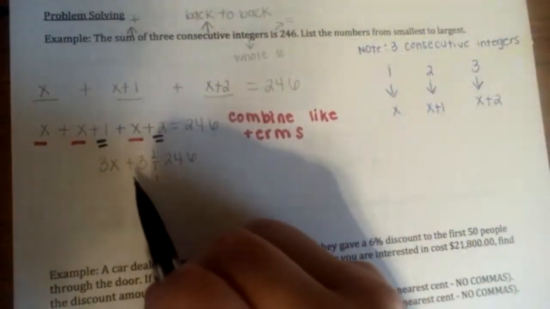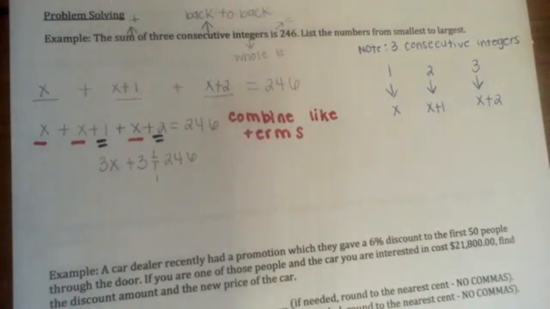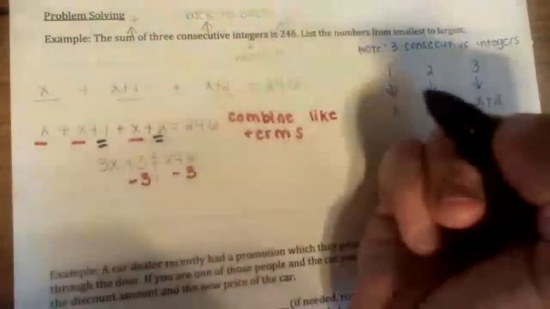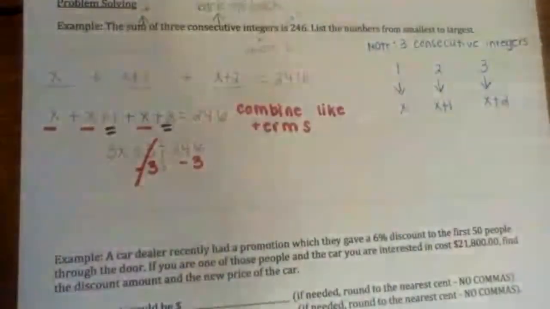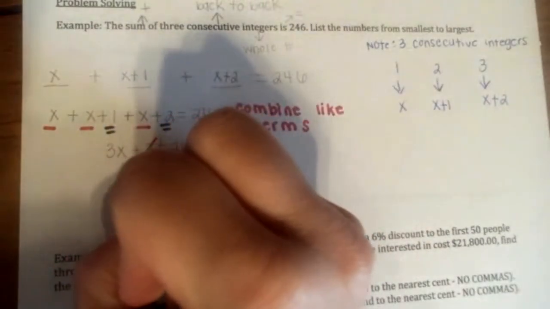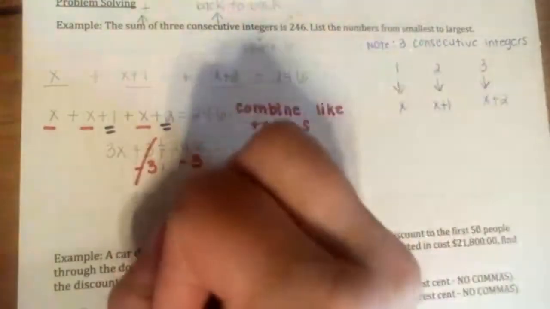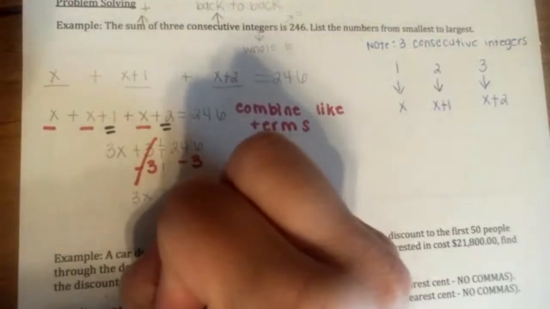Getting rid of our adding and subtracting first. Let's get rid of that plus 3. The opposite of plus 3 is subtracting 3. So let's subtract 3 from both sides. That way 3 minus 3 cancels out. We are left over with 3x equals 246 minus 3. 246 minus 3 would give us 243.